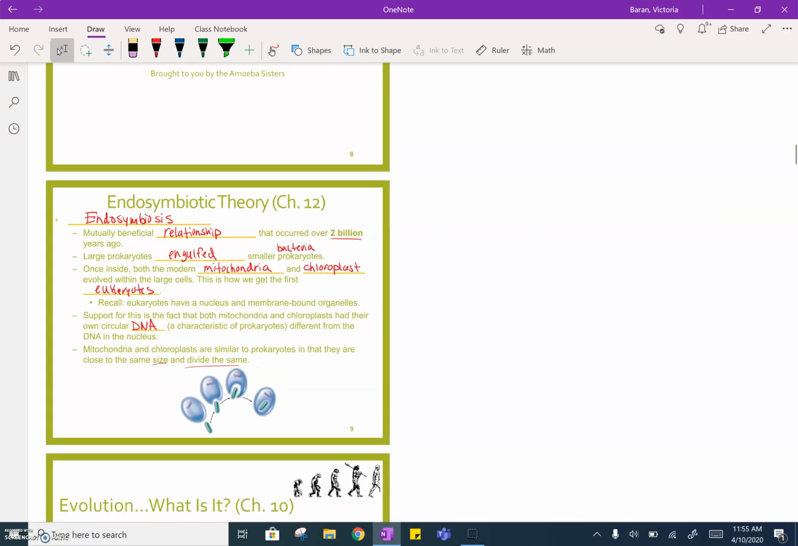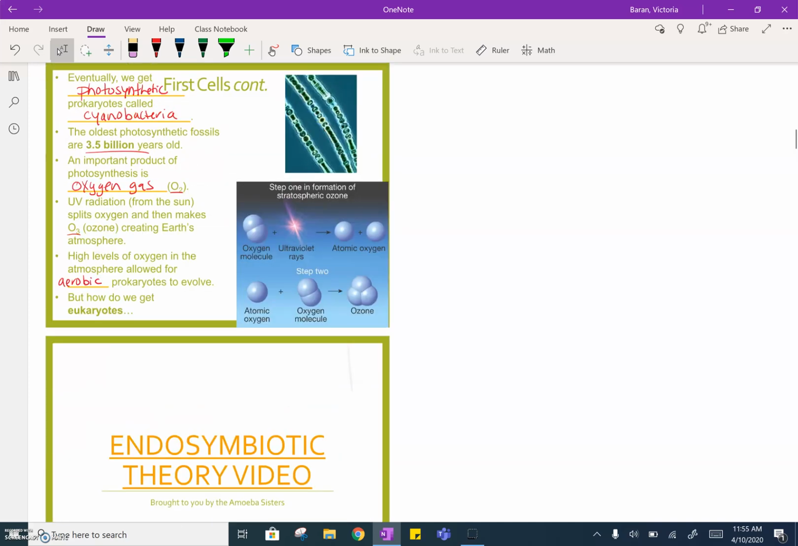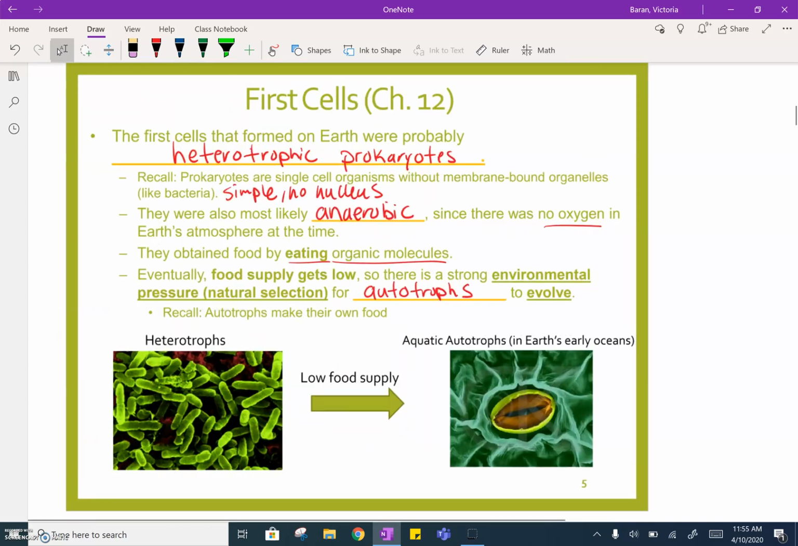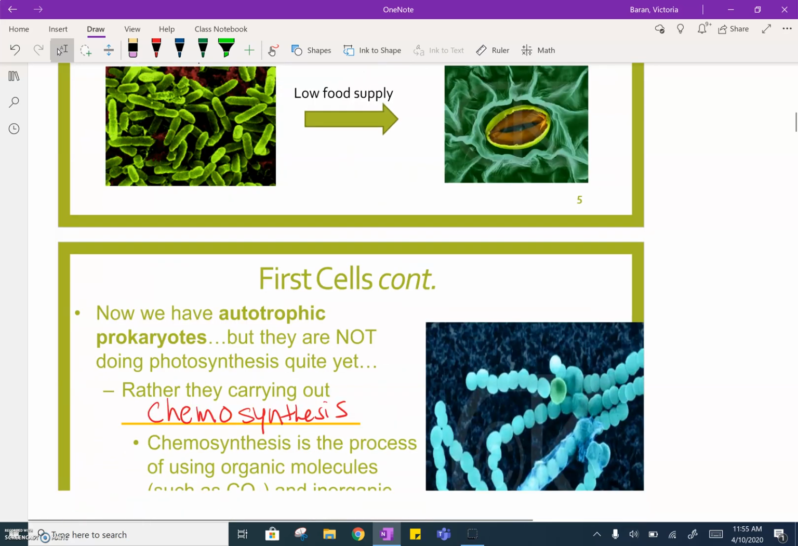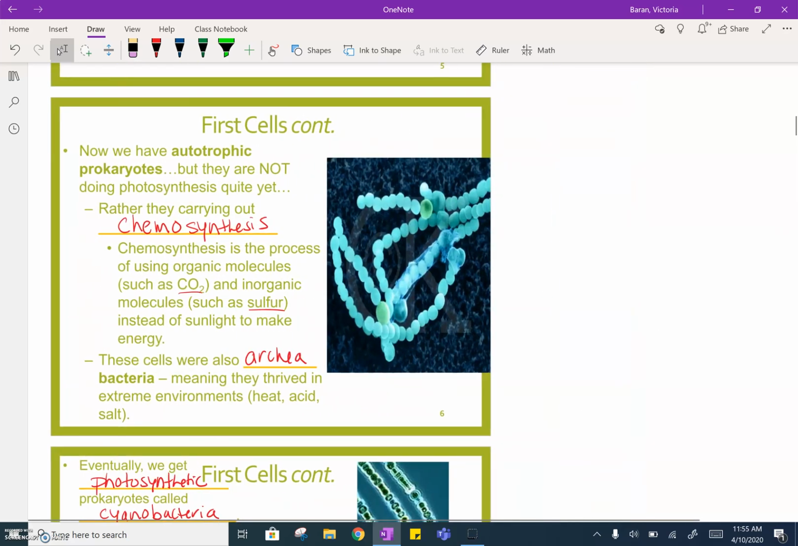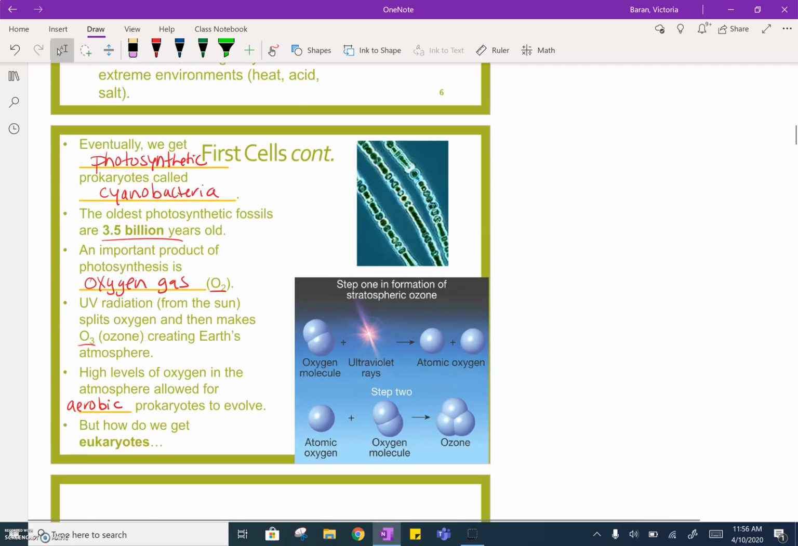Now, just to recall, we started in the very beginning with very simple prokaryotic cells that were heterotrophic. Eventually, we get autotrophic prokaryotic cells, meaning they can make their own food. We first had ones that did chemosynthesis, and later we get ones that can do photosynthesis.